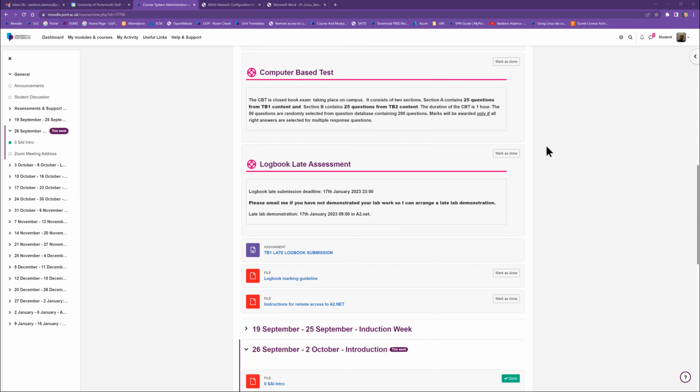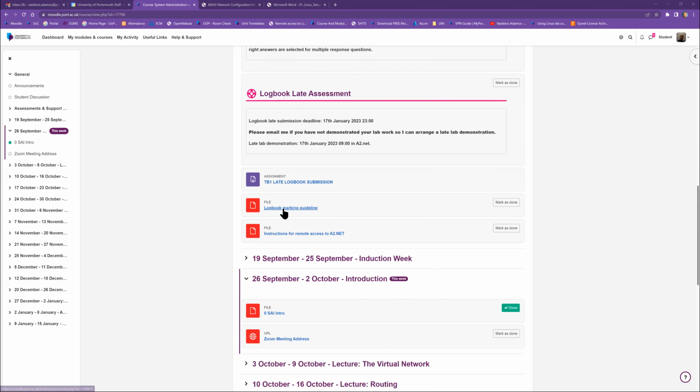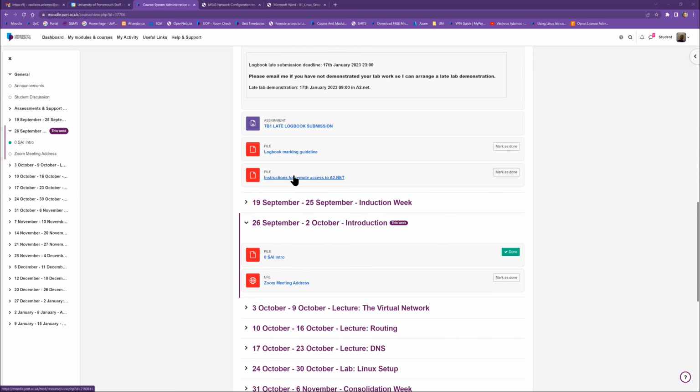Other than the logbook assessments, there's a logbook marking guide, so a brief explanation of how we actually mark the logbooks, and there are some instructions to connect to A2.NET remotely as well, should you wish to do so.